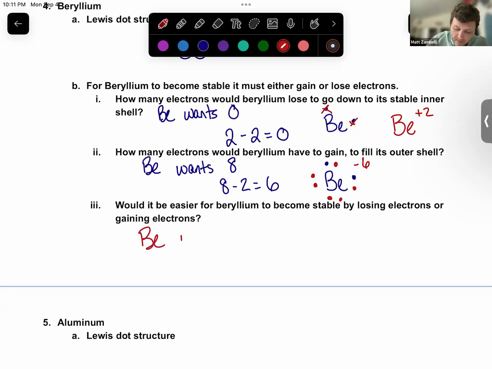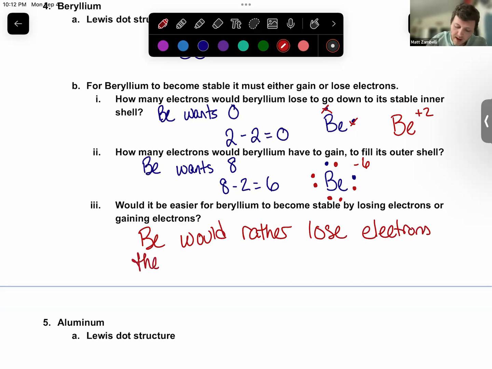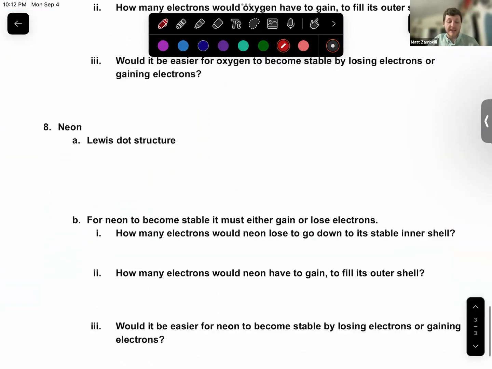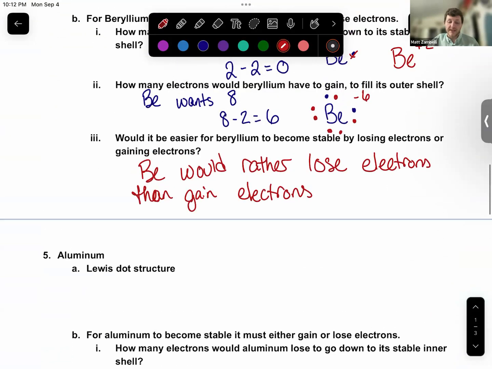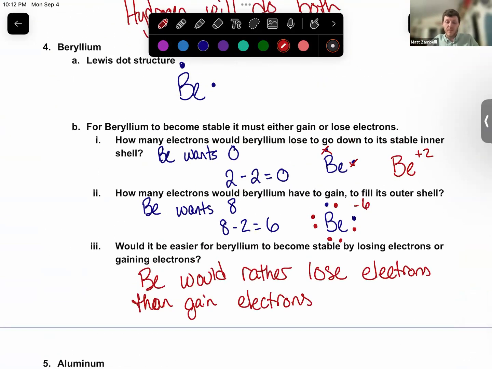Beryllium would rather lose electrons than gain electrons. It's easier for beryllium to lose those 2 than to try and find 6 more to take from other places. So you're going to do that for the last few questions, 5, 6, 7, 8. You're going to go through the same thing that we just went through for questions 1, 2, 3, and 4. You're going to answer the rest of them.